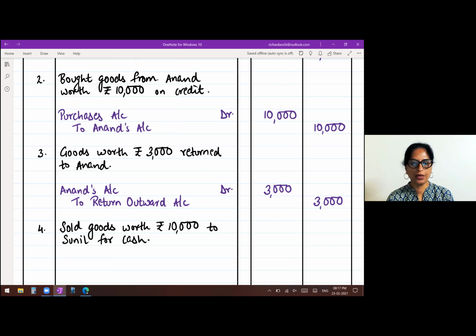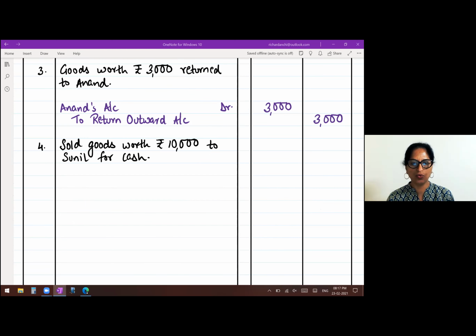Okay, now we have to again pick out two accounts. So it will be one, you are selling the goods, so it is sales. And what type of transaction? See the word there, it says for cash. So it is a cash transaction. So if it is cash transaction, one of the account will be cash. So it is cash and sales. So cash, when you're selling the goods, you are receiving. So cash comes in. So entry here will be cash account debit.